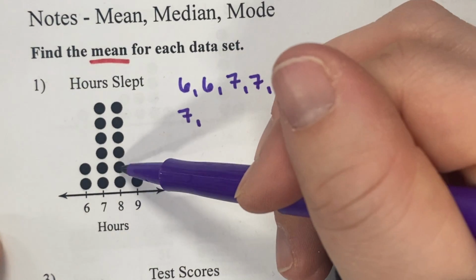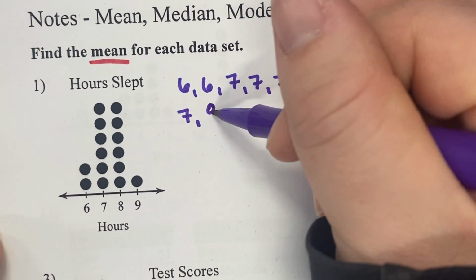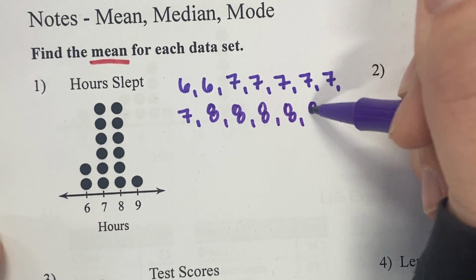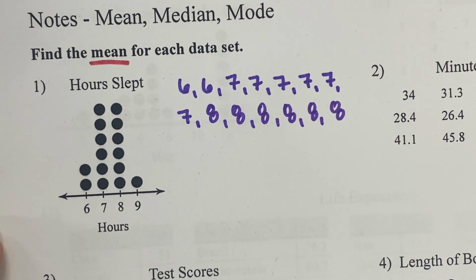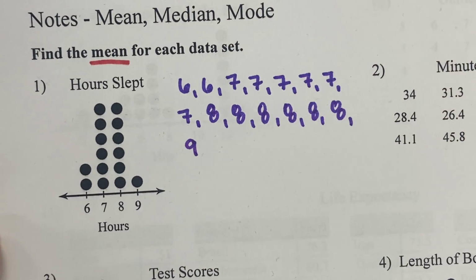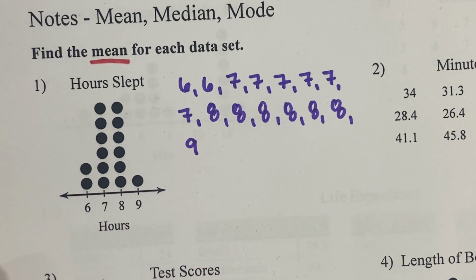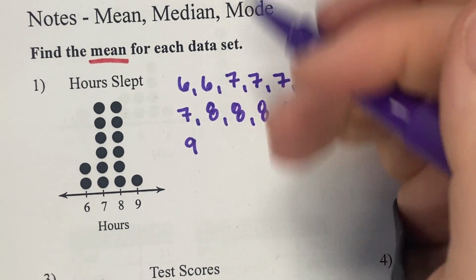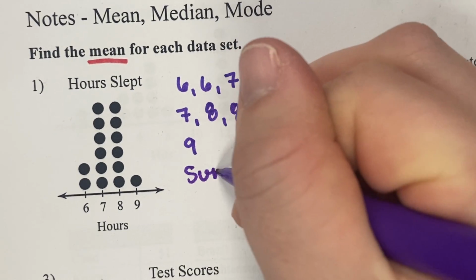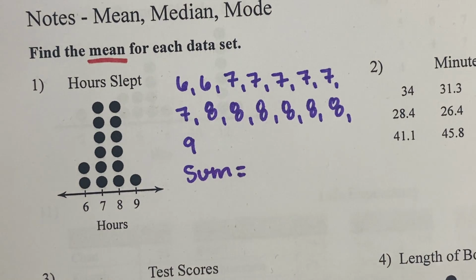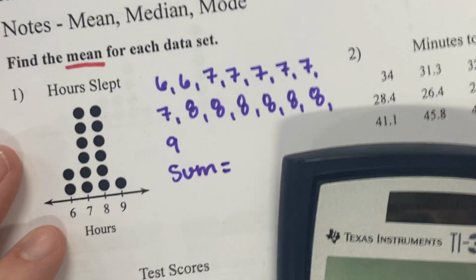Same amount of 8s. 1, 2, 3, 4, 5, 6. So 6 8s. And 1 9. Okay, so now that I listed them all out, now I can add all of these up. I'm just going to write the sum of these, meaning we're going to add them all up.